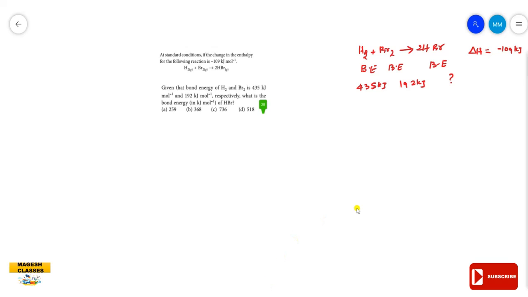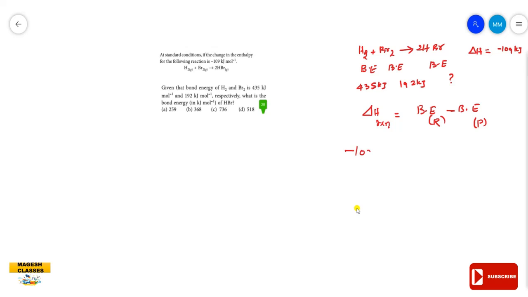To find the energy of the reaction, we can write the bond energy of the reactants minus the bond energy of the products. So this is the energy of the reaction. Bond energy is nothing but the change in enthalpy, it is delta H. You can write.